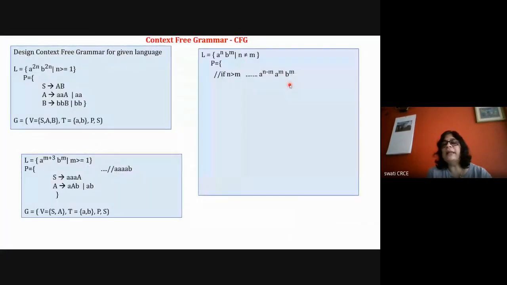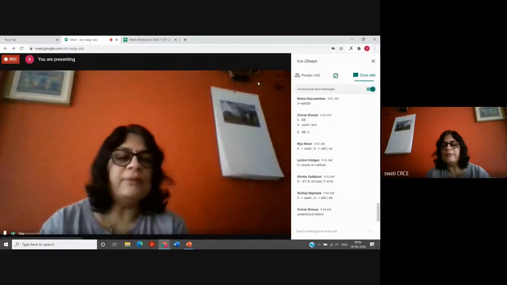We are assuming n is greater than m. So I have rewritten a raised to n, b raised to m as a raised to n minus m, a raised to m, b raised to n. So for this portion you take a variable, and for this portion you take a variable. So S will be equal to AB. Now you write down the rules for AB.